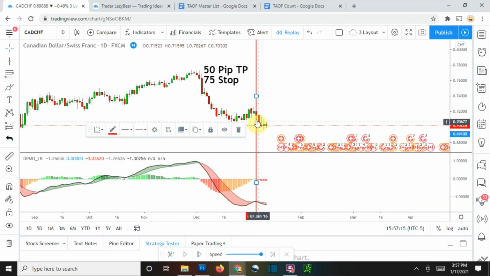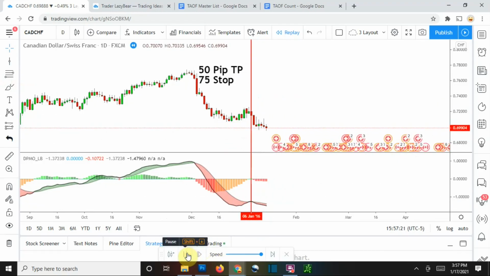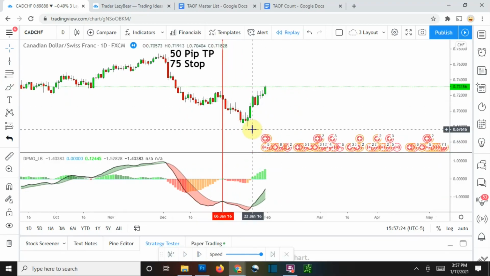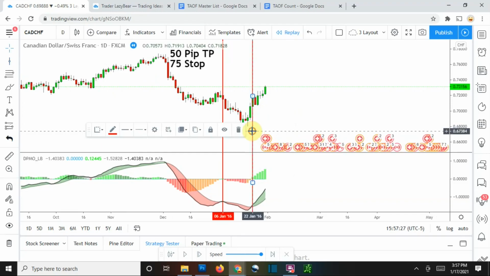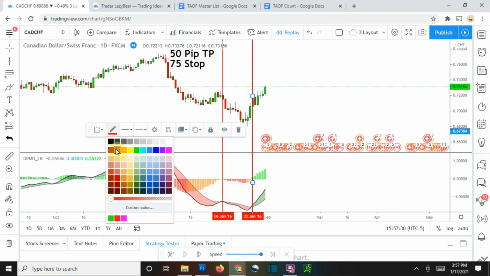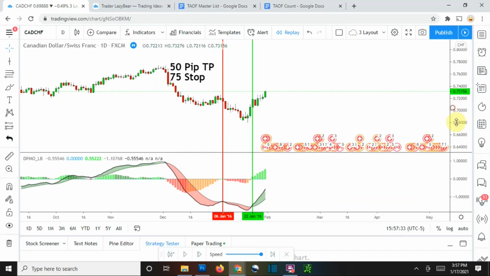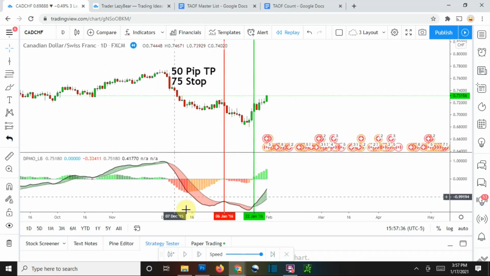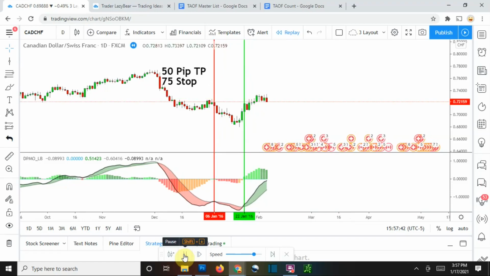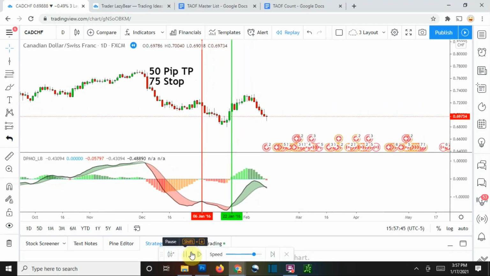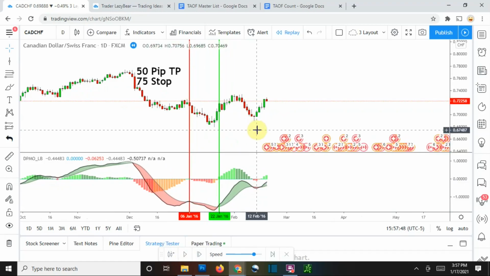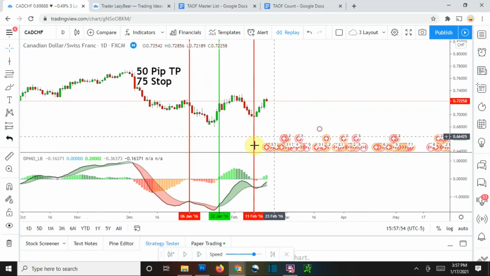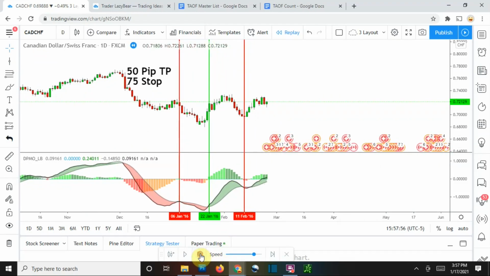So we get a long there, and obviously that doesn't work out for us very well. It almost immediately continues to the downside and stopped us out of that position. Then we get a long right here on this one, and that one gets us to take profit. Let me go ahead and slow the replay function down just a little bit. I know that's going super fast. Then we get a cross to the downside right about there, and again, unfortunately, that one did not work out for us very well.